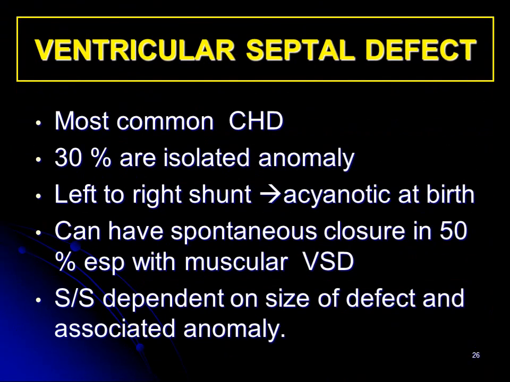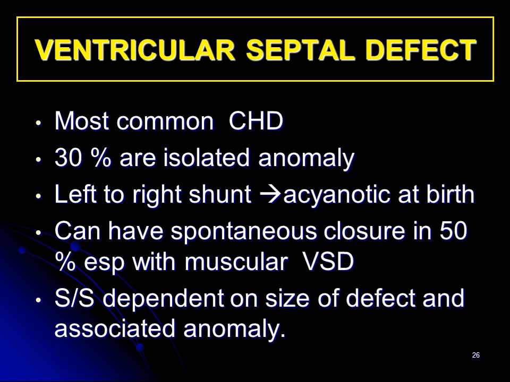Ventricular septal defect is the most common form of congenital heart defect, accounting for 40% of cases in infants. A minority, about 30%, occur as an isolated anomaly, and the majority are complex with other congenital heart defects like tetralogy of Fallot. They are classified as left to right shunt anomalies and are acyanotic at birth.